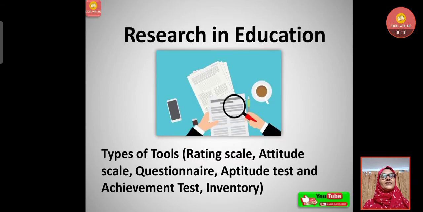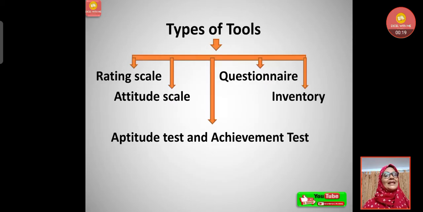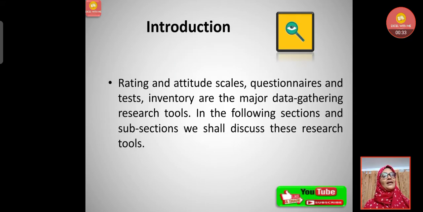Let's start today's class, that is Research in Education, with the subtopic Types of Tools. In the previous class, we understood about scaling in educational research. Today we are going to touch on the types of tools, that is rating scale, attitude scale, aptitude test and achievement test, questionnaire and inventory. Today we are going to discuss the rating scale. In upcoming videos we will discuss the others one by one. So let's start with the introduction.